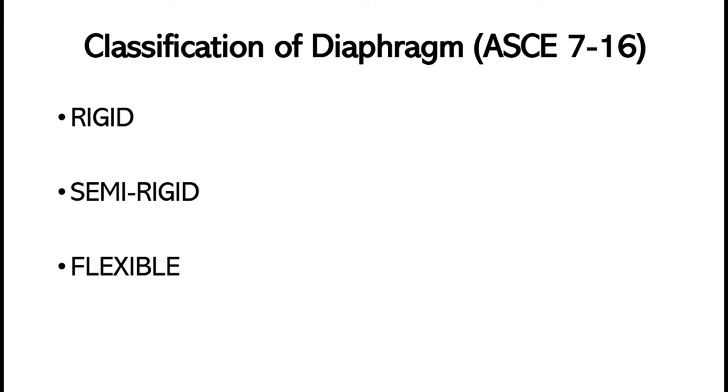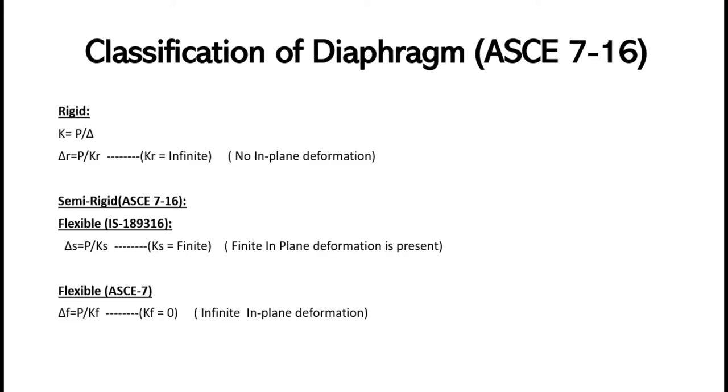So here also we can understand the structural behavior in a very simplistic way. If we take the basic relationship between the applied force, stiffness, and displacement, stiffness is the applied load over the displacement. So if we take the rigid diaphragm, then my displacement would be zero. That's because the in-plane stiffness, that is the Kr, is infinitely high. So there is no in-plane deformation. If we take the semi-rigid of the ASCE-7 code or the flexible as per the IS 1893-2016 code, then the displacement has some finite value because the stiffness also has some finite value. So here the in-plane deformation is present up to some finite magnitude.